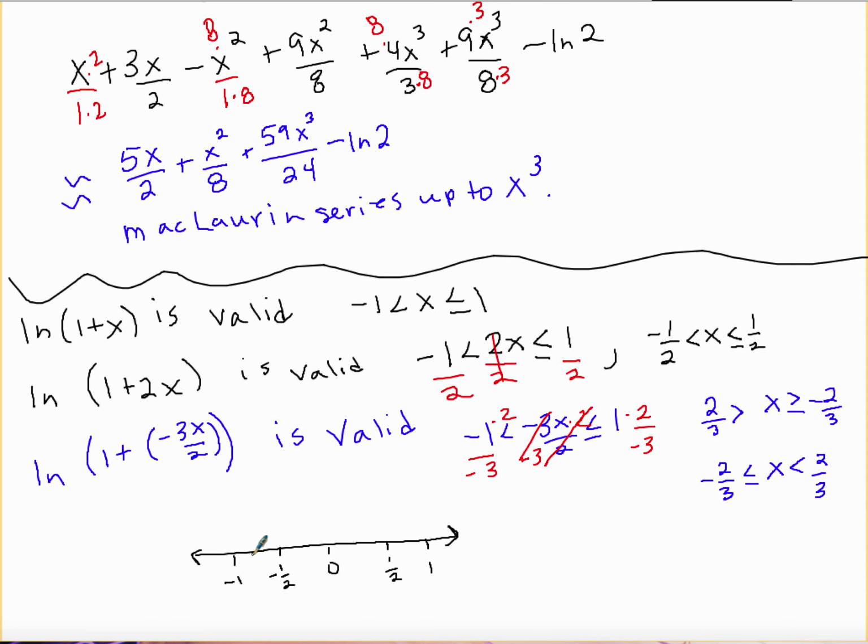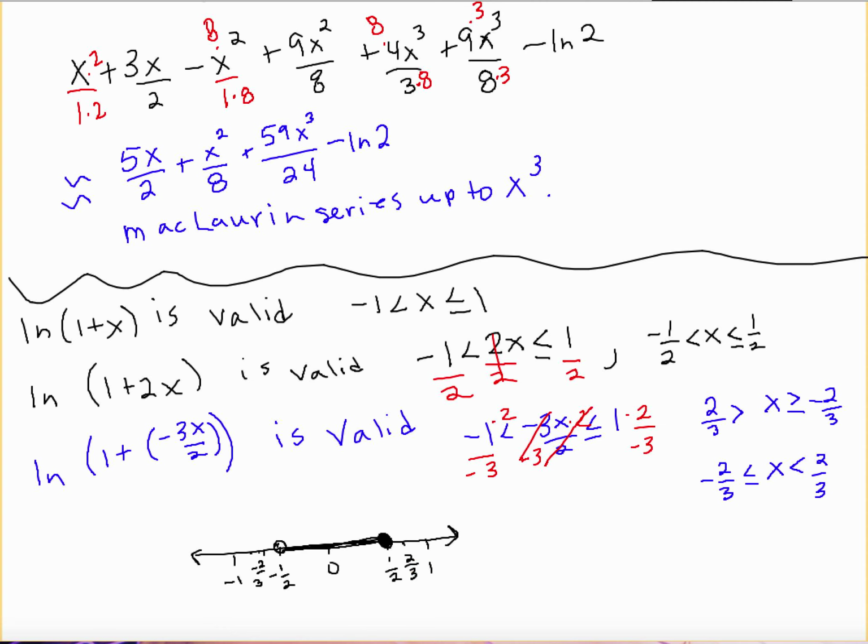So here is, this is not to scale, so it's going to be closer here. Negative 2/3 and positive 2/3. Okay, so this first one. Negative 1/2 is going to be an open circle because it's not inclusive. So we're going to open circle that guy. And positive 1/2 is going to be a filled in circle because it is inclusive. So we have just restricted down our domain of validity to be in between negative 1/2 and positive 1/2, inclusive of positive 1/2.